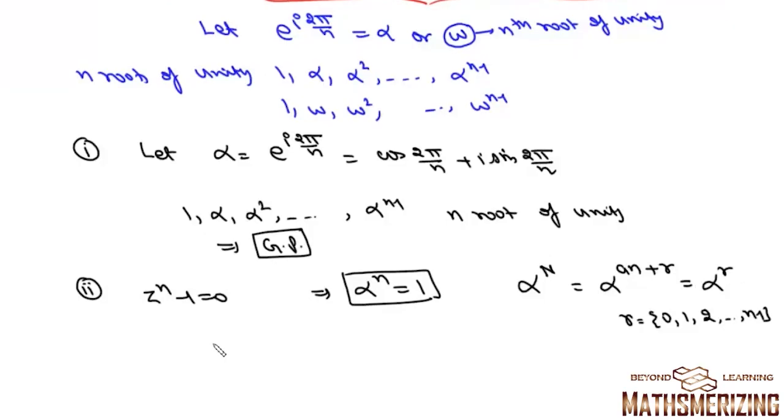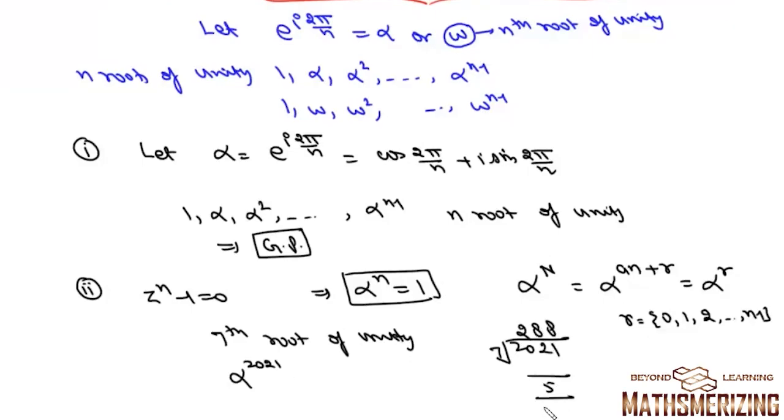Say for example, suppose we have 7th root of unity and we have to find alpha to the power 2021. If we divide 2021 by 7, we'll get the quotient 288 and the remainder will be simply 5. So we can write this as simply alpha to the power 5. So if alpha is 7th root of unity, then we can simplify alpha to the power 2021 as alpha to the power 5, and that's our second result.